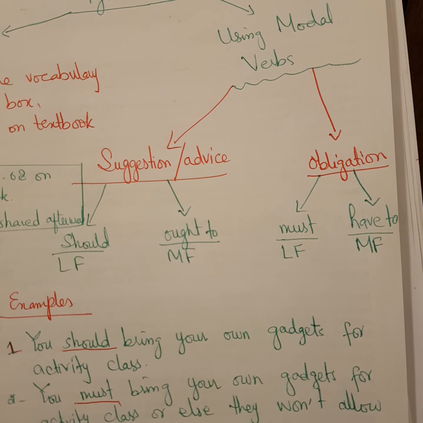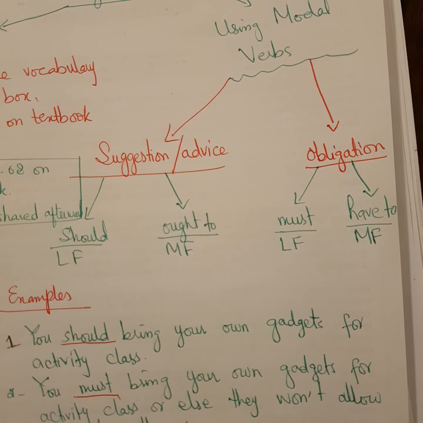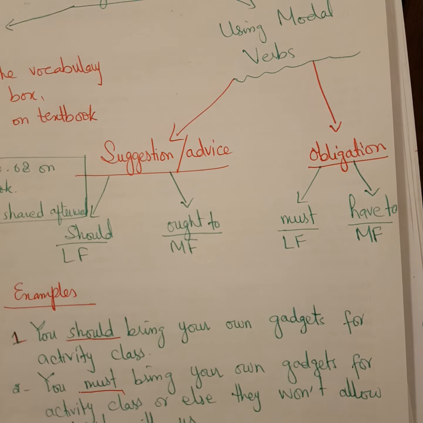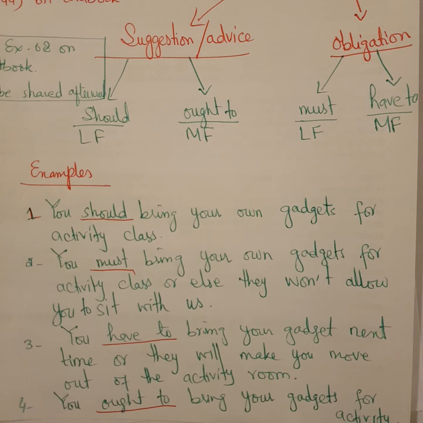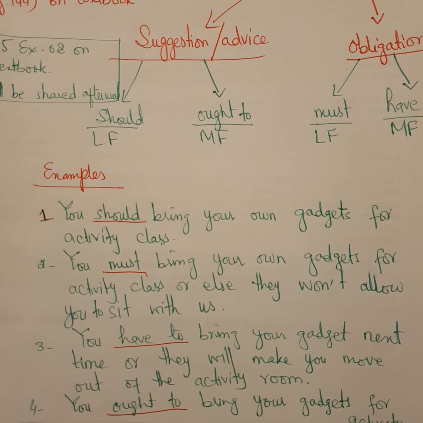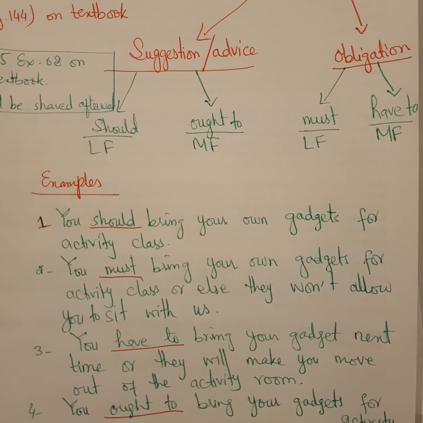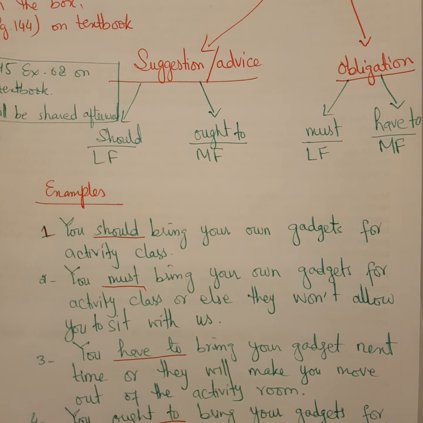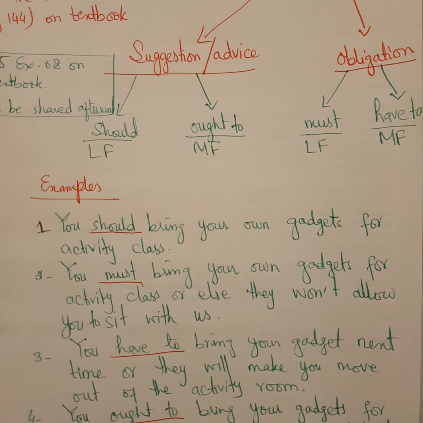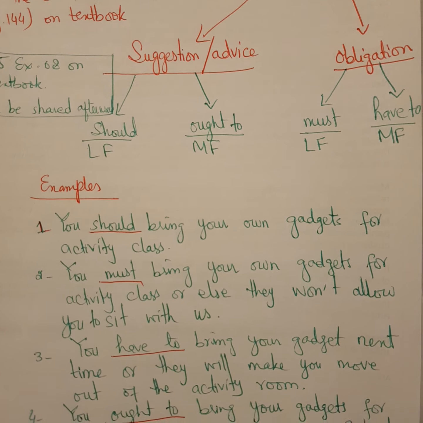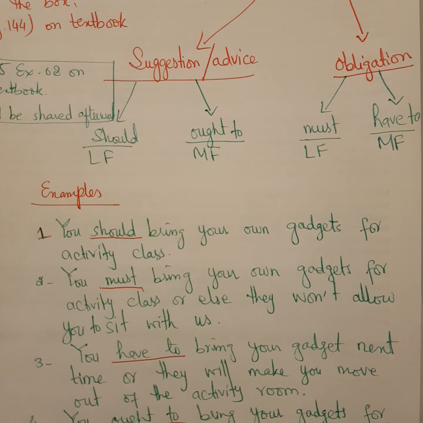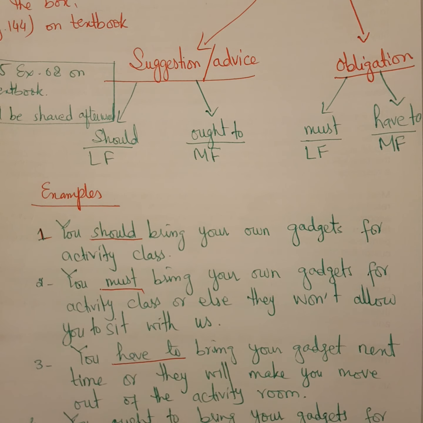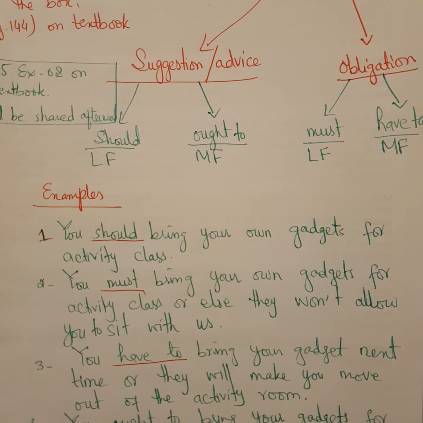Obligation, not suggestion. Obligation says must and have to. Must is less formal, have to is more formal. So why do we use must here? For example, sentence number 2, please have a look. You must bring your own gadgets. Why must bring? Because if you don't bring, they won't allow you to sit with us in the activity class. So must is an obligation. If you don't follow that, you will have some consequences to face.